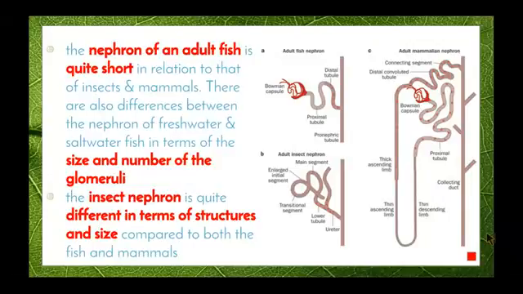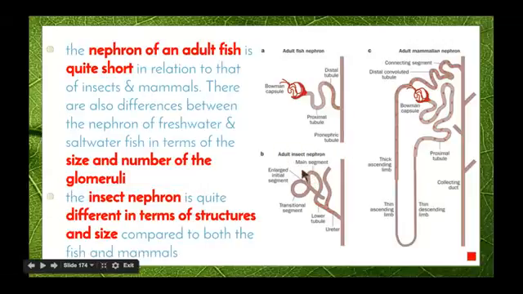Just to cap what we've looked at so far, the nephron of the adult fish is quite short in relation to that of insects and mammals. There are also differences between the nephron of freshwater and saltwater fish in terms of the size and the number of glomeruli. Here we have our adult fish, so not really looking at the difference between a freshwater fish and a saltwater fish, just a fish in general. And we can see that their nephron is quite short.